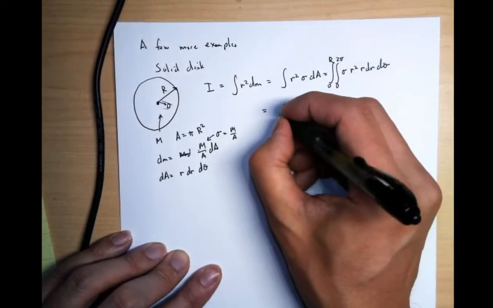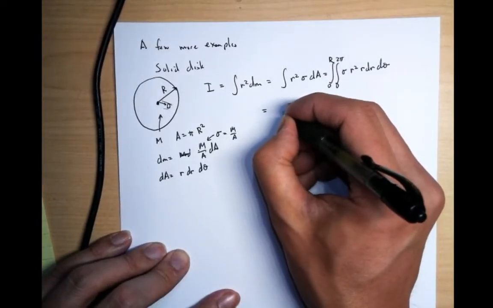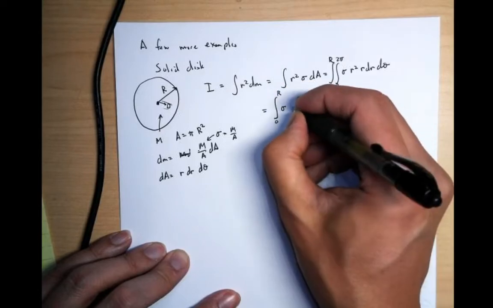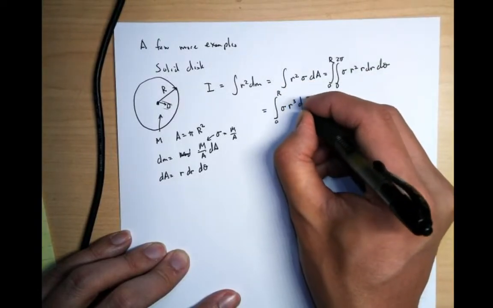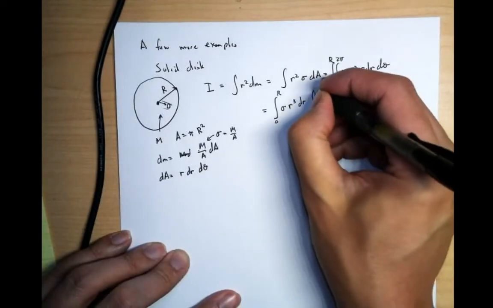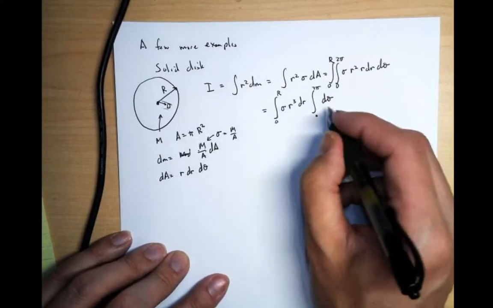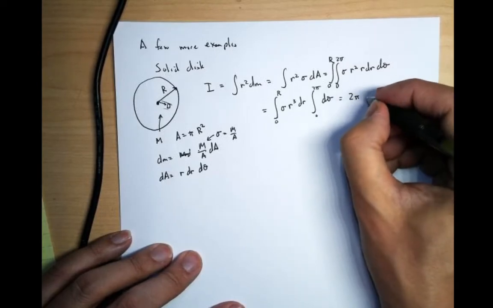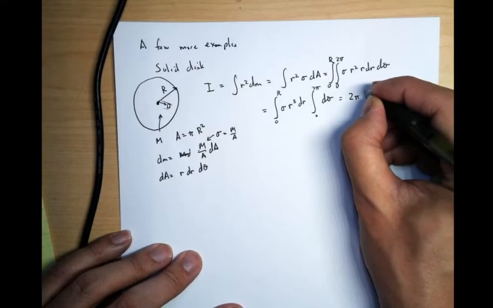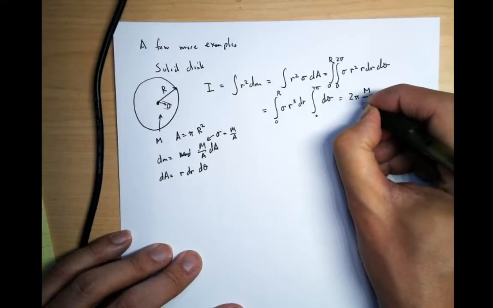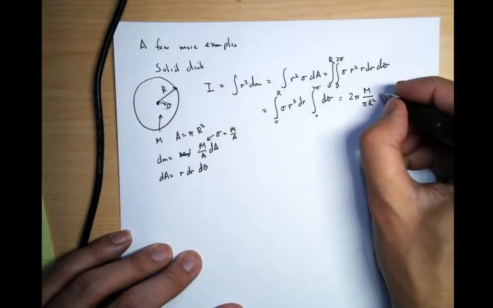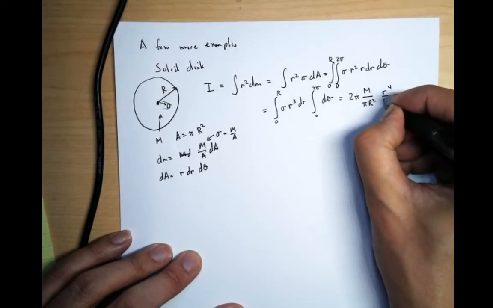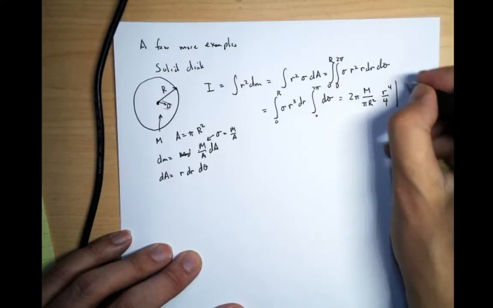So let's work this out. It's going to be the integral of sigma, 0 to R, r squared times r is r cubed, dr, times the integral from 0 to 2 pi d theta. There's no dependence on theta here, so that just becomes 2 pi. We'll call sigma m over pi R squared. And now this part, r cubed dr, is r to the 4th over 4 evaluated from 0 to R.